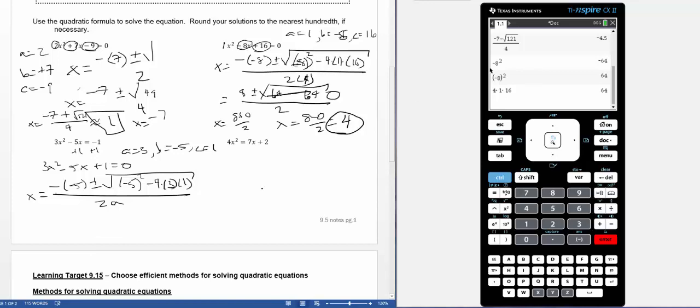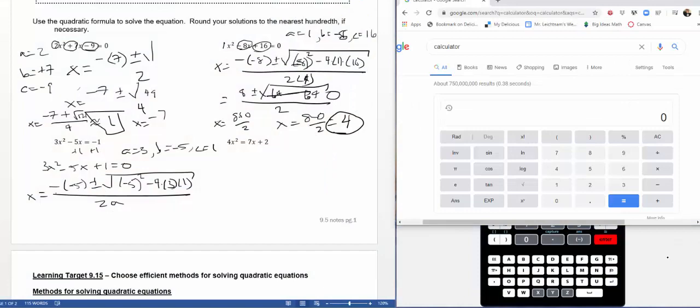Maybe this time, when I do my calculations here, I'll use a Google calculator instead of my fancy Inspire. Maybe I didn't have time to download it, or it doesn't work on my Chromebook for some reason. So I'll try to do this with a scientific calculator here.